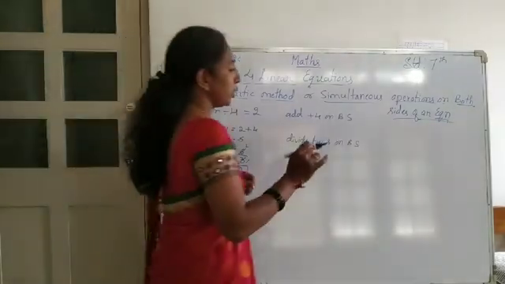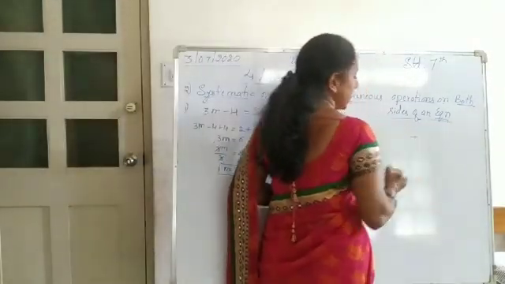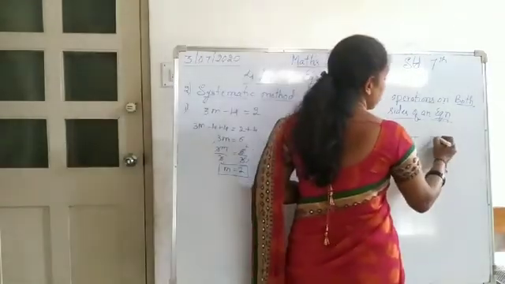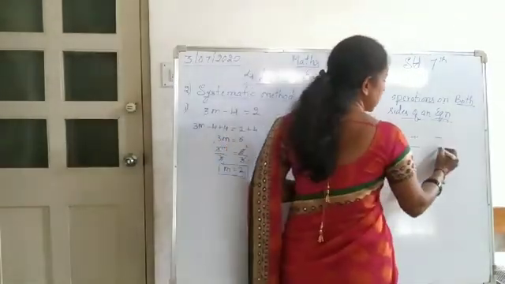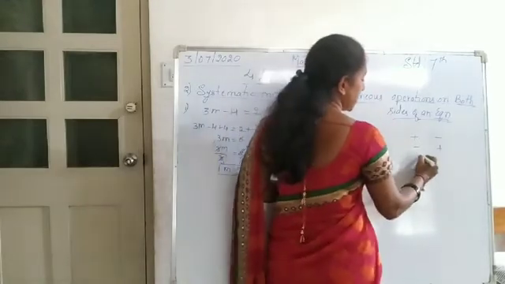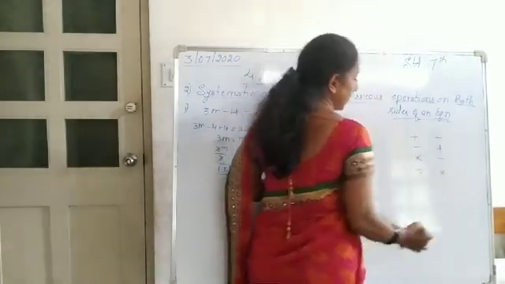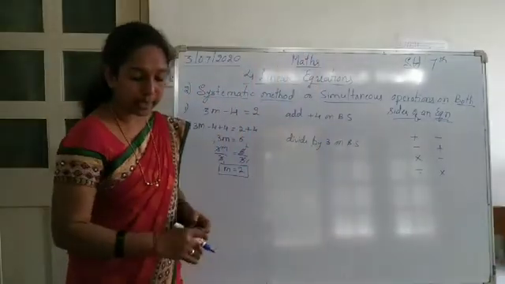So here you have to remember that if plus is there with a variable, what we have to do? Minus we have to do. If it is minus, I should do plus. If it is a multiplication, we have to do divide. If it is divide, we have to do multiplication. To remove that, we have to do like that.